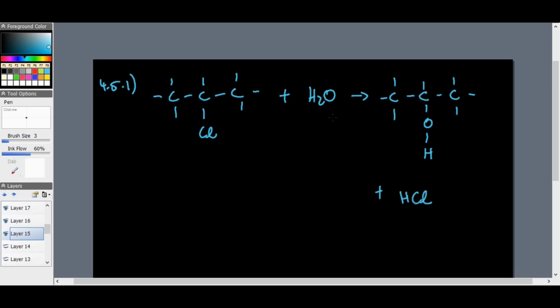If you use sodium hydroxide, that would be NaCl. If you use potassium hydroxide, it would be KCl. But we used water, so it's HCl, which is hydrochloric acid. So we get an alcohol plus an acid for 4.5.1.